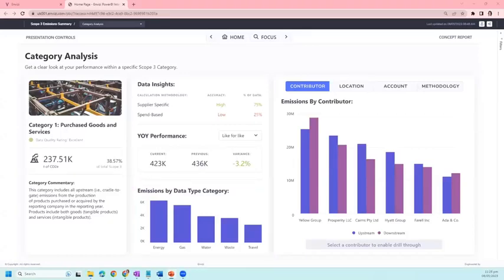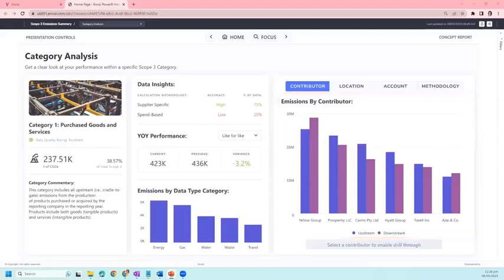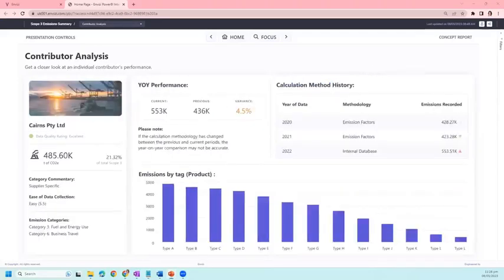On the right, I can start to zero in on the top contributors in this category, which for purchased goods and services or capital goods would be suppliers. I can also analyze this category through additional lenses if relevant. So if I see a supplier that I want to analyze further, I can select that supplier and click through. Here, this dashboard provides an analysis of a particular contributor, which would be a particular supplier in the case of category 1 and 2.